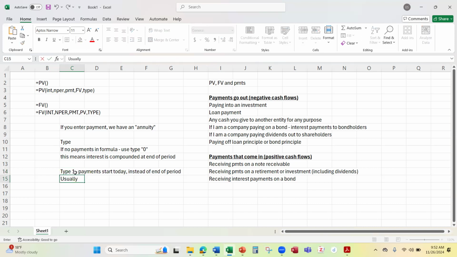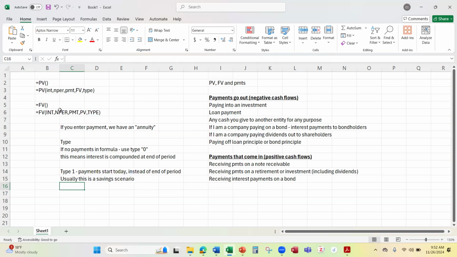So usually you're using that in savings scenarios where I'm going to start off opening a checking account and putting $100 in it today. And basically all that does is it tells the formula that we should accrue interest on our first payment that we make. Okay.